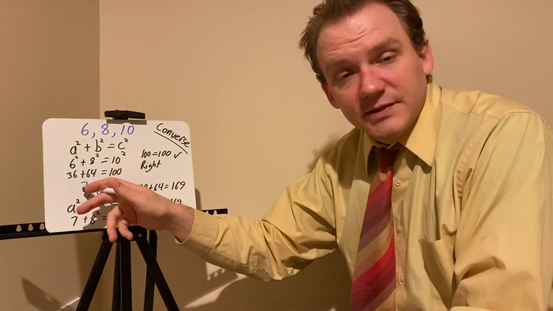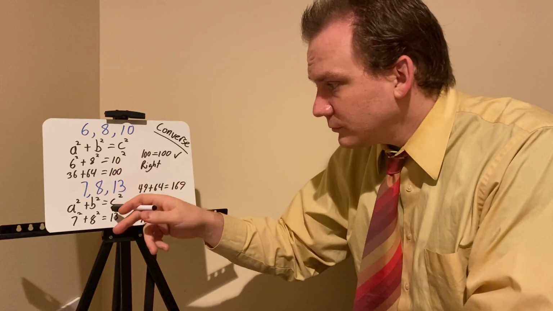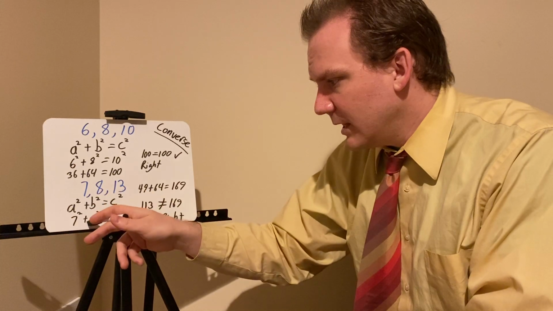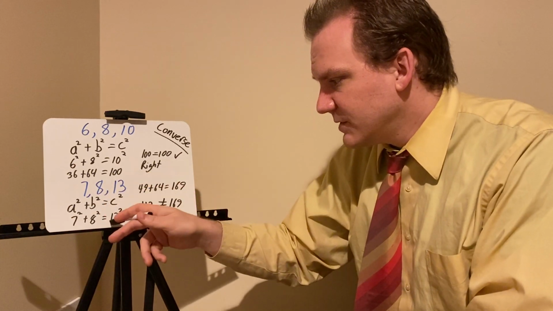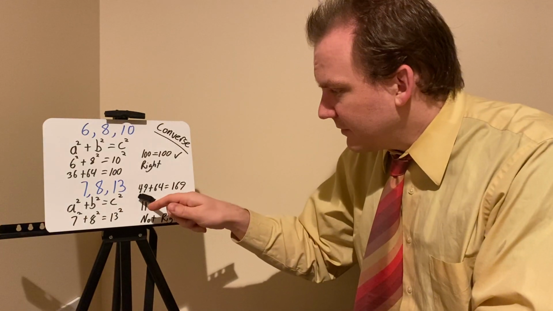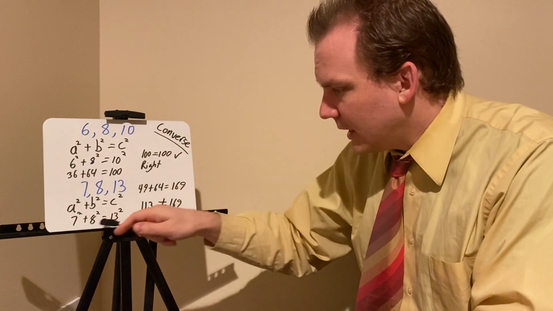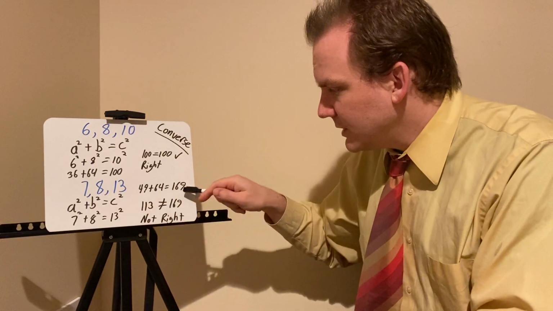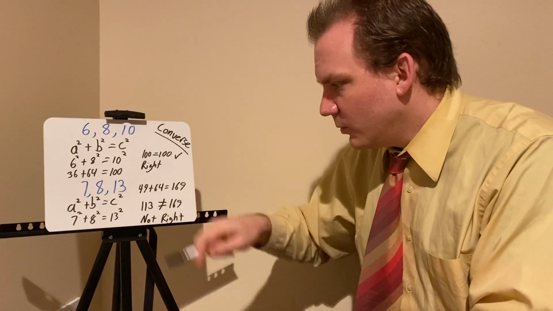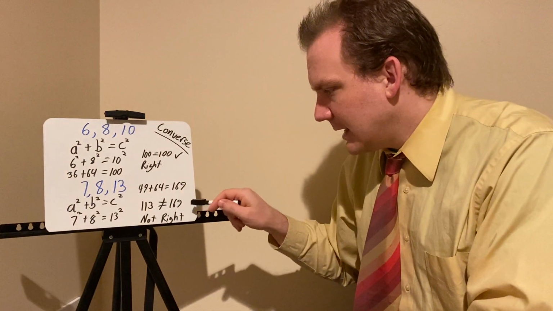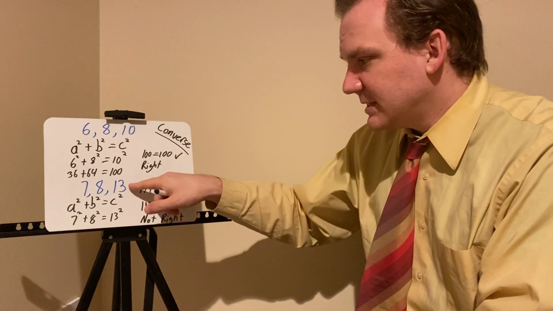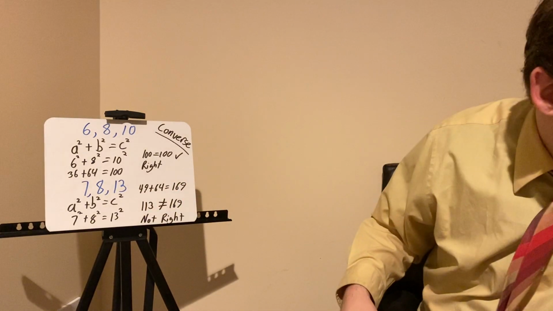Here's an example where it doesn't work. 7, 8, and 13. If I substitute in 7 for A, I get 7 squared. 8 for B, I get 8 squared. And 13 for C is 13 squared. I can use a calculator or a reference chart and figure out that 7 squared is 49, 8 squared is 64, and 13 squared is 169. 49 plus 64 equals 113, which does not equal 169. Because of that, these three side lengths would not form a right triangle.